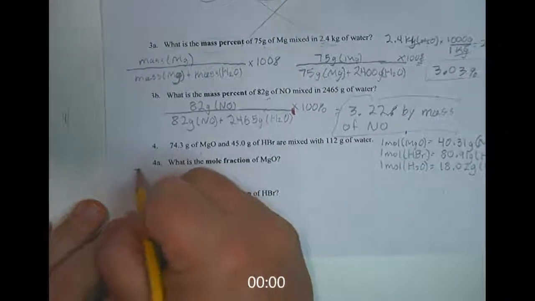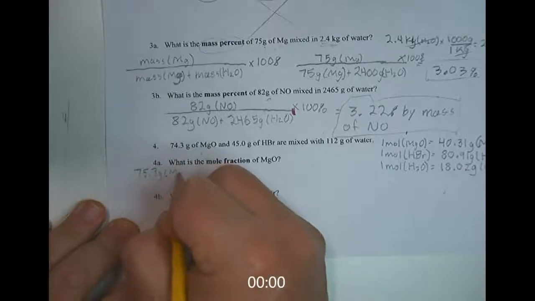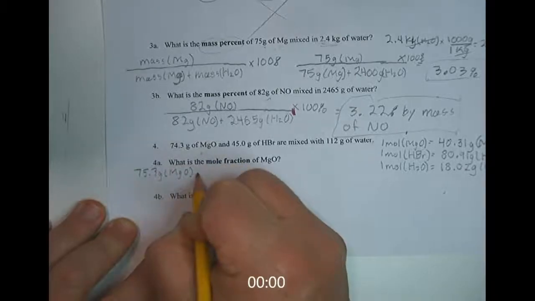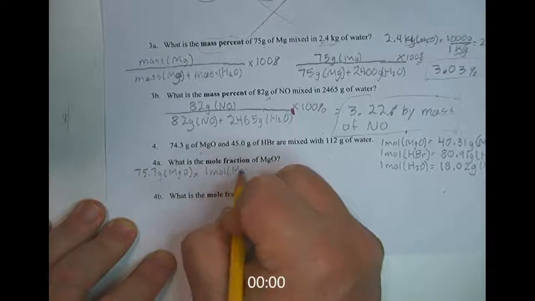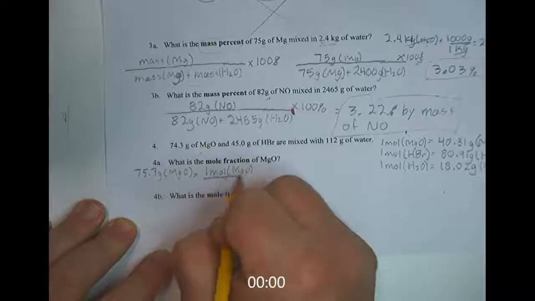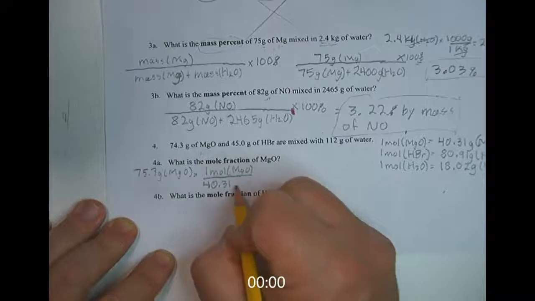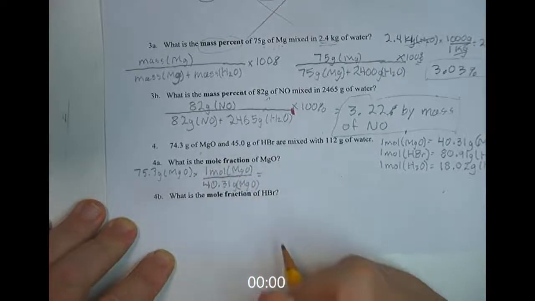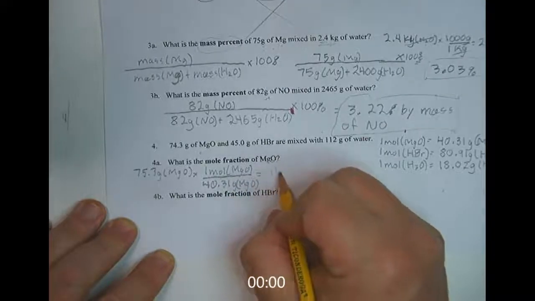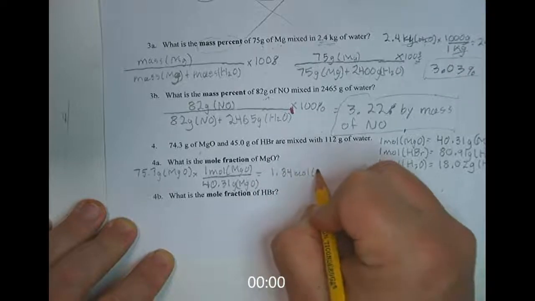So I have 75.3 grams of magnesium oxide times our molar mass conversion. We need to convert it into moles of magnesium oxide divided by 40.31 grams of magnesium oxide. And when we do that, we find out that we have 1.84 moles of magnesium oxide.